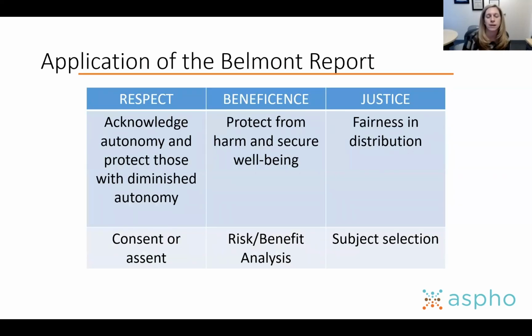So how do we turn these duties into realities when we do human subjects research? When it comes to respect, we demonstrate this through our informed consent and assent processes. When it comes to beneficence, we manifest this when we think carefully about the risk-benefit analyses and when we categorize the risk that may come from the research. And then with regards to justice, this comes about when we think about subject selection and in the protection of vulnerable groups.